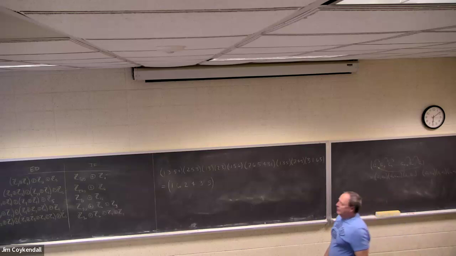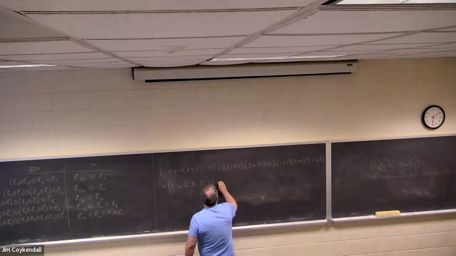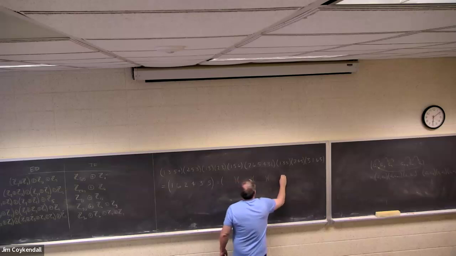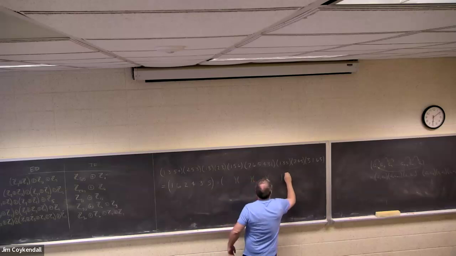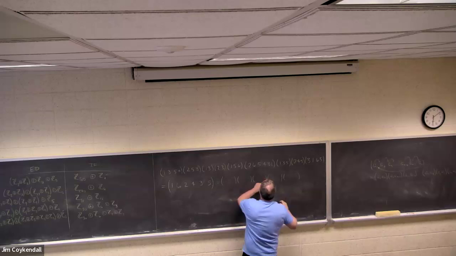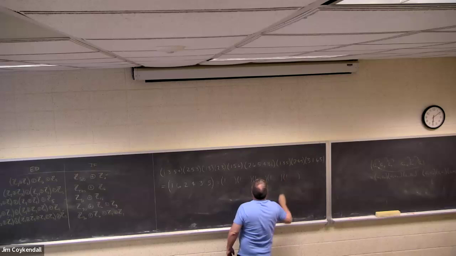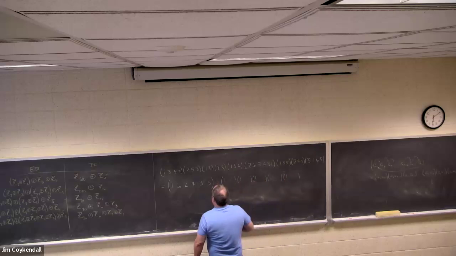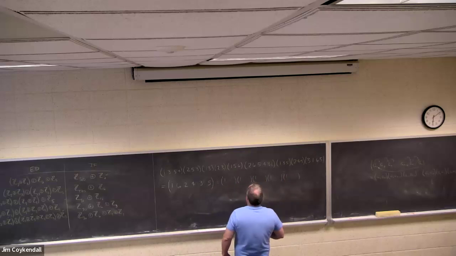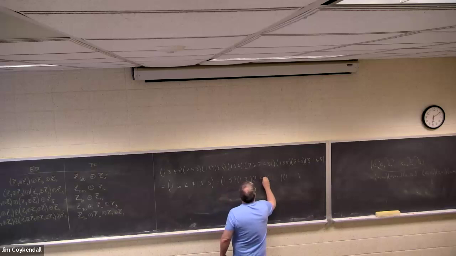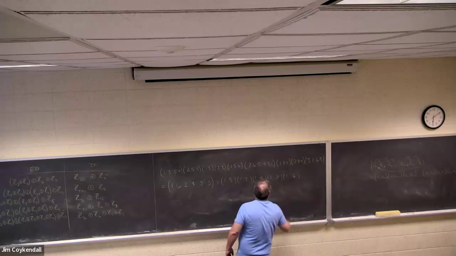So, if you want to write this as a product of disjoint transpositions, one, five, three, four, six.